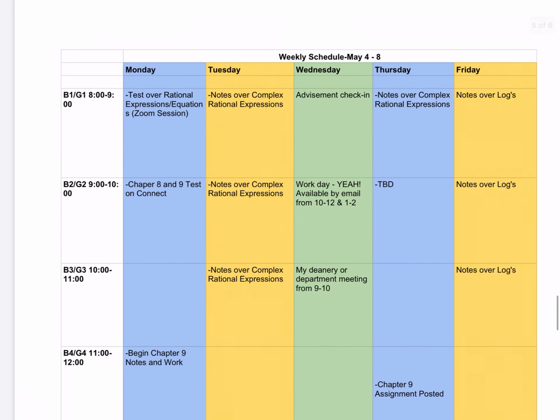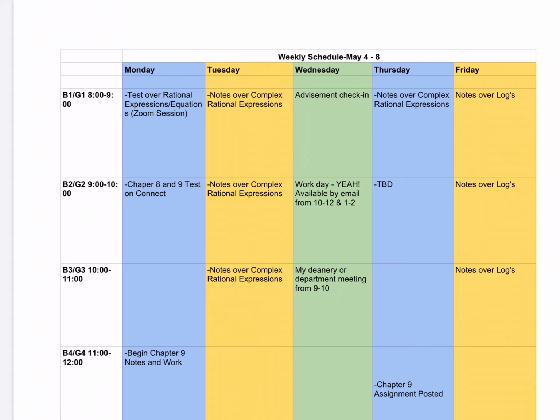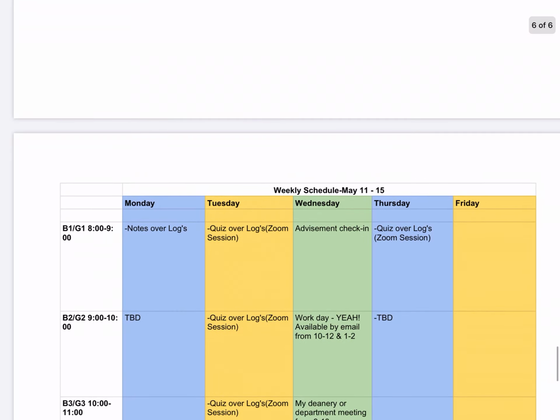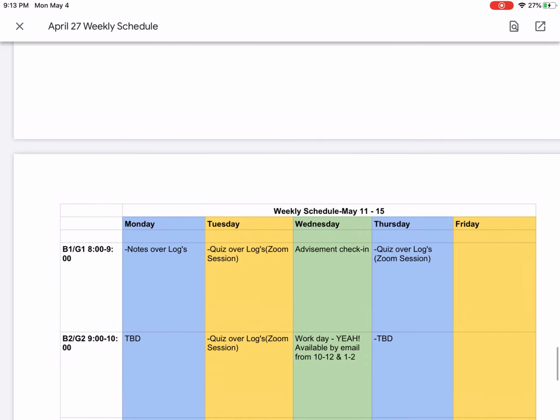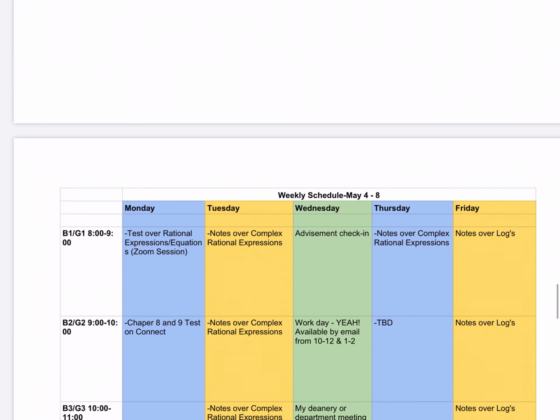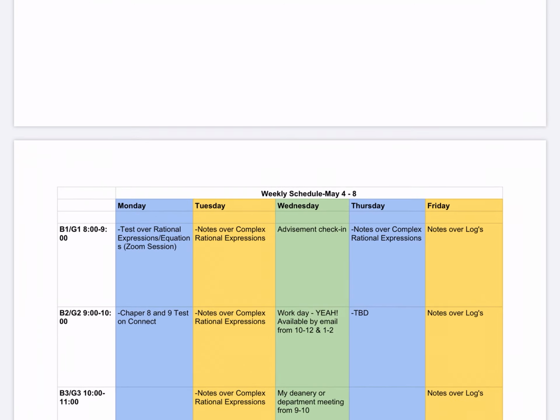But anywho, getting back on what we were talking about here, we got notes over complex rational expressions and notes over logs on Friday. Notice on here I did not put that we have a quiz on Friday over rational expressions, complex rational expressions. We will have that. So next class we'll have a quiz over these notes.